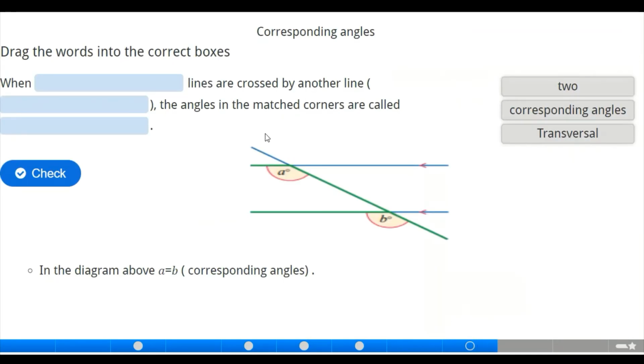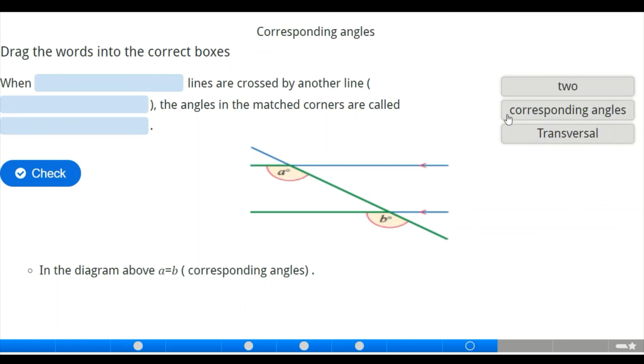Now we want to look at another property, which is corresponding angles. When two lines are crossed by another line, which we call a transversal, the angles in the matching corners are called corresponding angles. So look at this example that we have here. This is a line and this is another line. So we have another line, which is a transversal, that is crossing these two lines. So the angle that we have here, which is at the corner, and the angle at the other corner, we call it what?